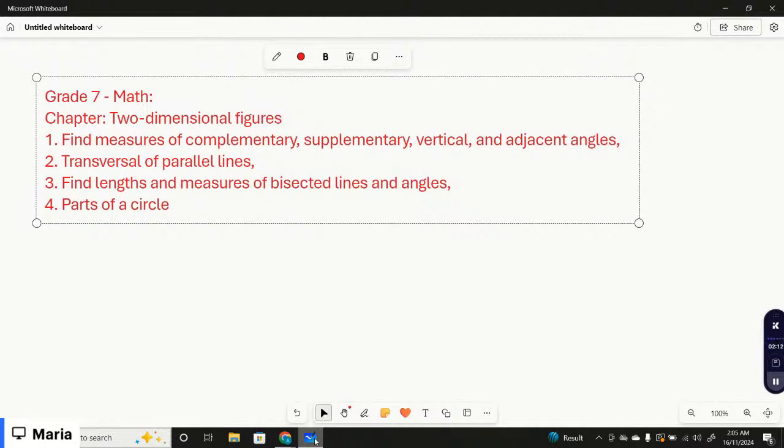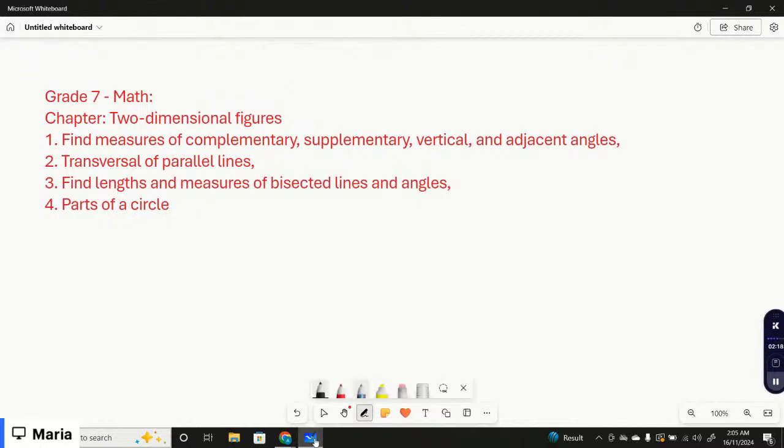We are here for grade 7 math. You can find all the lessons on aplusstudents.com. You have to log in there using your email address and password as provided by the administrator. There you can find a list of the chapters. We're going to start with the chapter 2 dimensional figures.